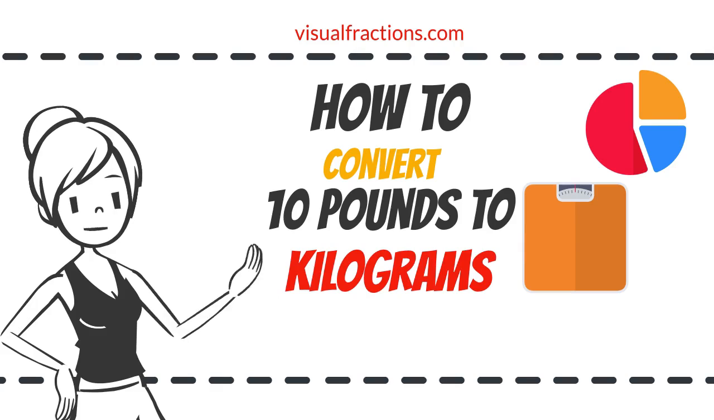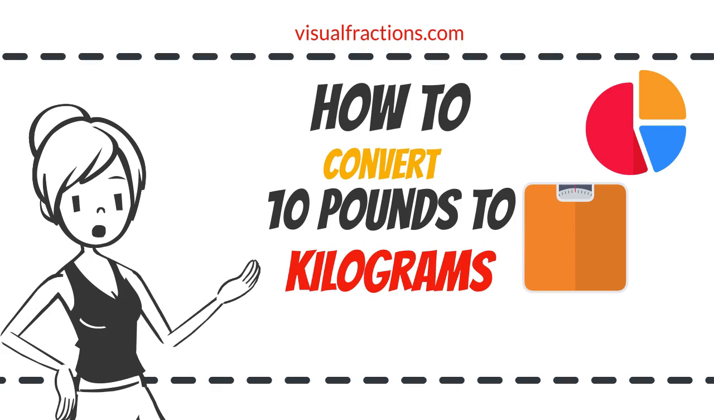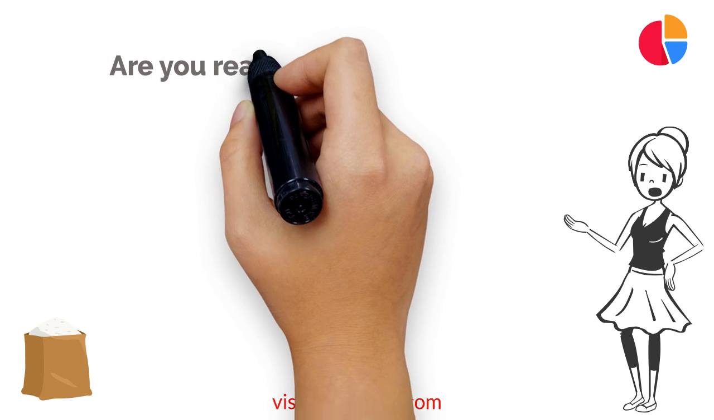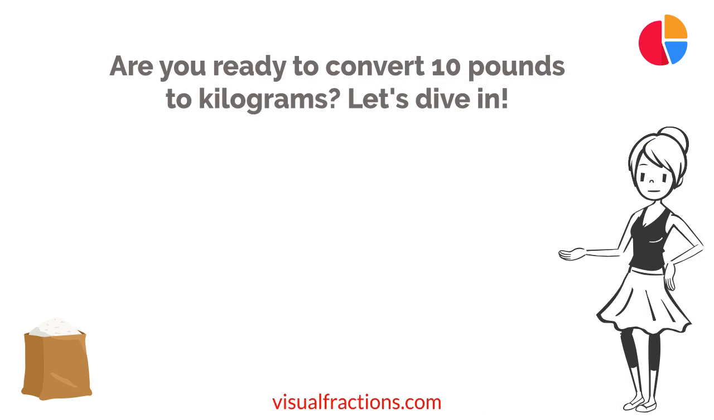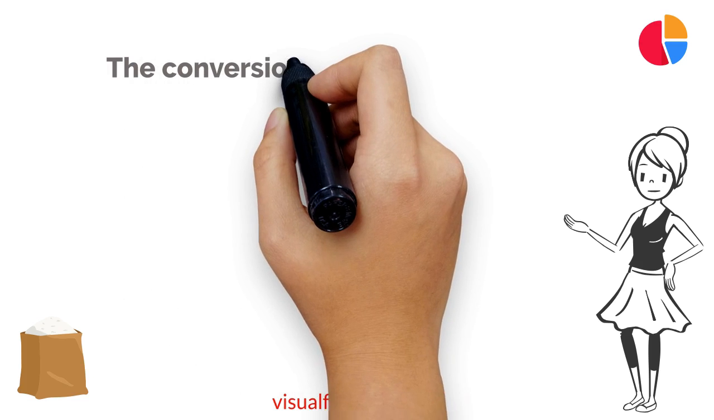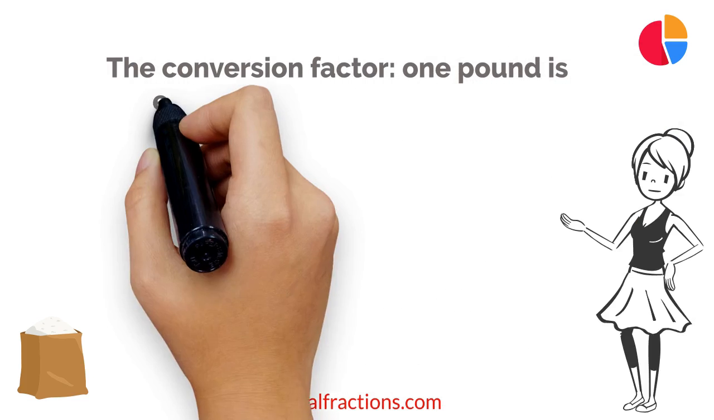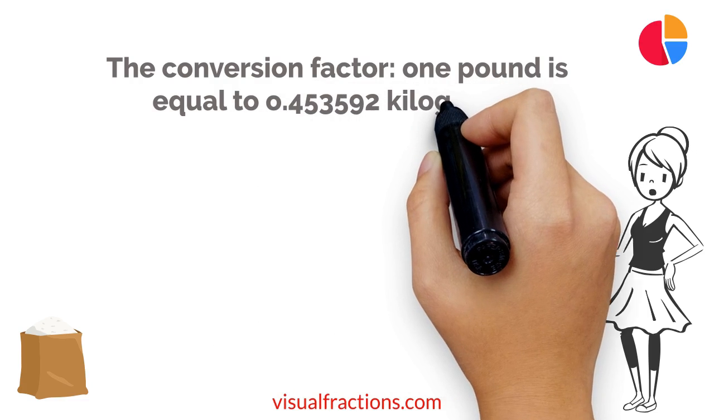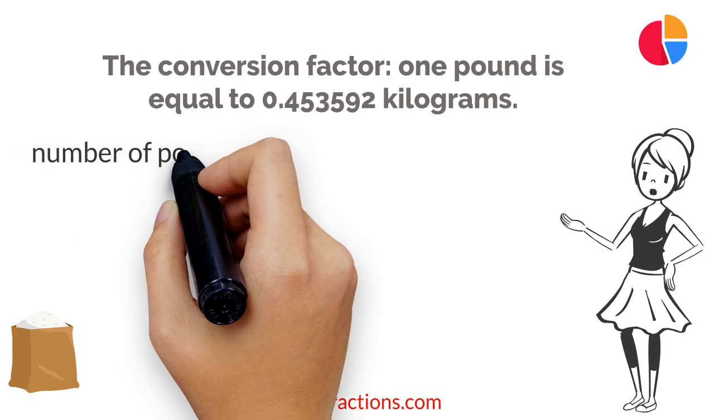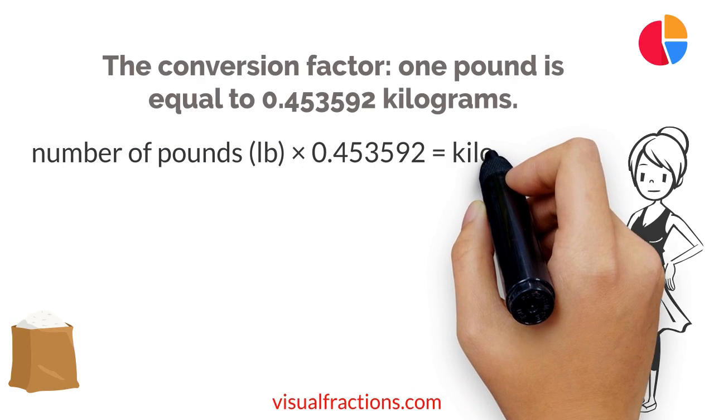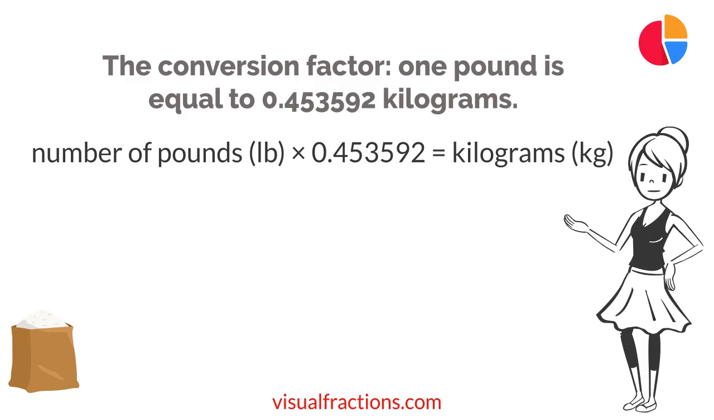Today, we're here to assist you in converting 10 pounds to kilograms. Are you ready to convert 10 pounds to kilograms? Let's dive right in. First, let's recall the conversion factor. 1 pound is approximately equal to 0.453592 kilograms. To convert pounds to kilograms, simply multiply the number of pounds by this conversion factor.